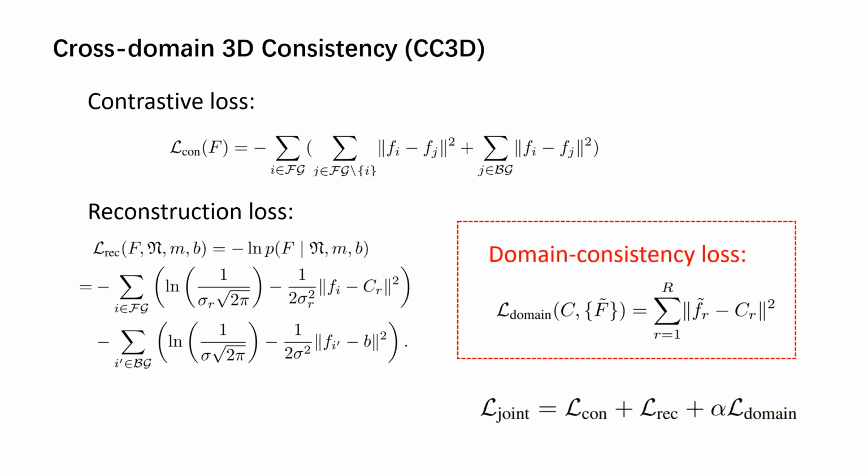Our model integrates three types of losses: contrastive loss, which improves the distinctiveness of features by differentiating between foreground and background elements; reconstruction loss, focusing on minimizing errors in feature reconstruction to accurately infer object poses; and domain consistency loss, which ensures feature consistency across synthetic and real images to enhance the model's ability to generalize across different domains.